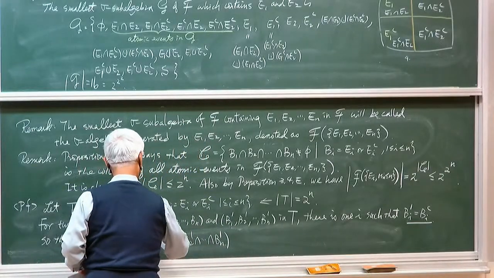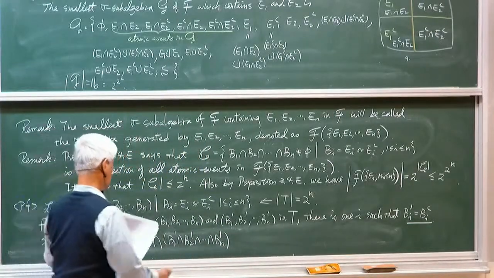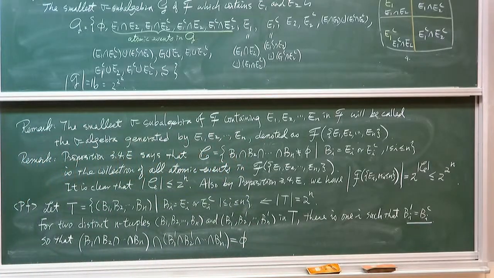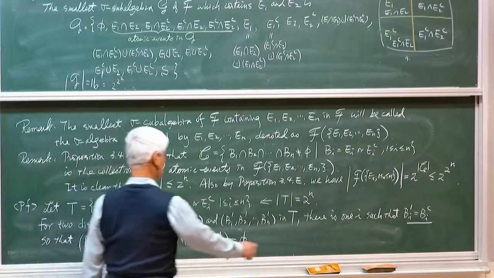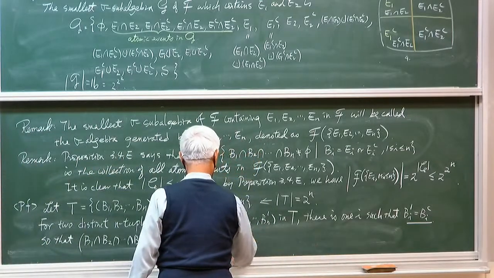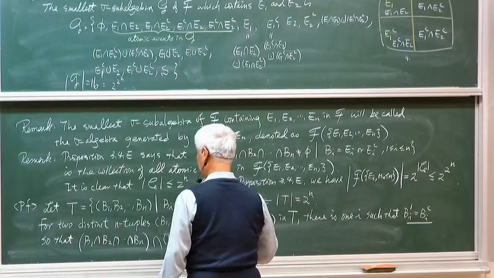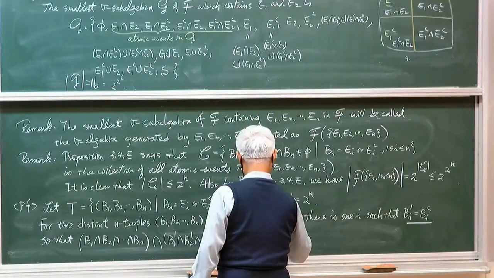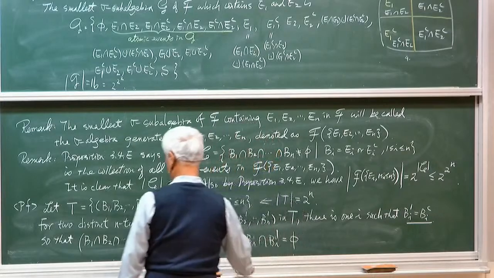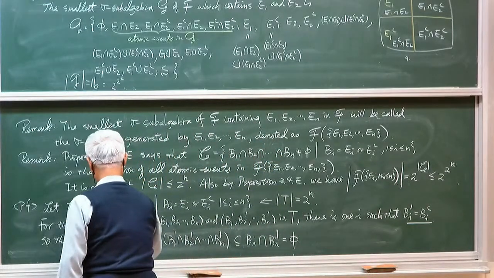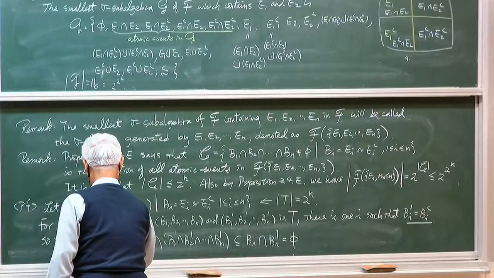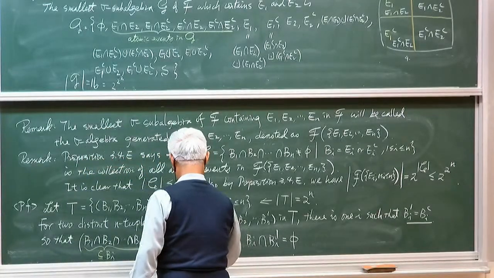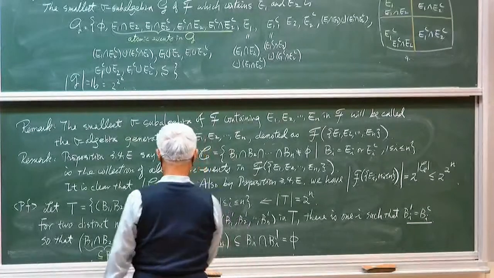Okay, this intersection, and we take the intersection of them, this becomes the empty set. Okay, this becomes empty. Why? The reason is here. This is contained in Bi intersect Bi prime, and this is the empty set. Okay, because this intersection is contained in Bi, and this intersection is contained in Bi prime.